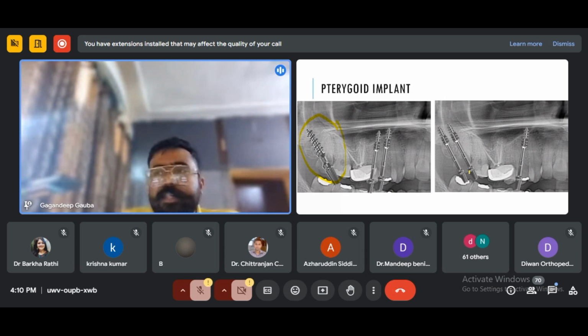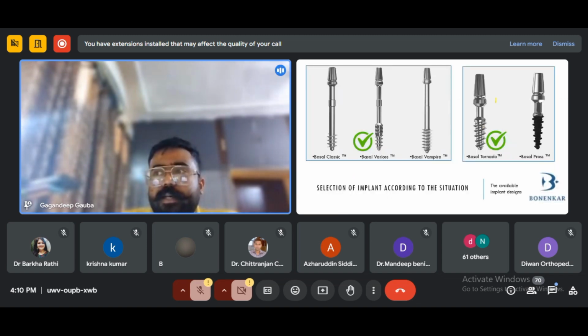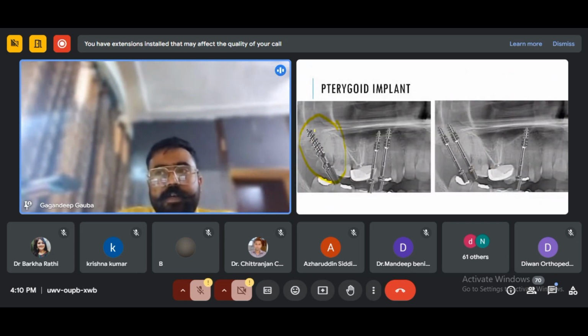So when we are placing a single pterygoid implant, we will be placing a basal tornado implant. Like this is the basal tornado. This is a smooth surface compressive implant exclusively meant for the pterygoid region. The name is also significant. We named it tornado because it was meant to anchor the pterygoid bone, right? And we will place this implant.